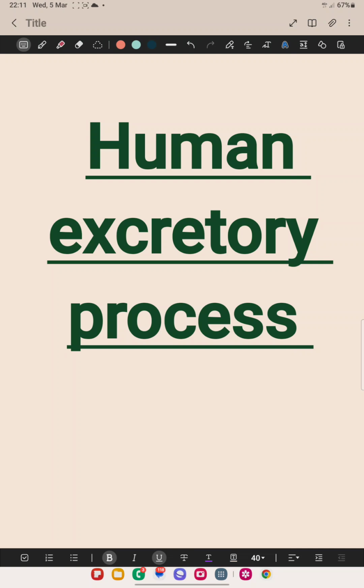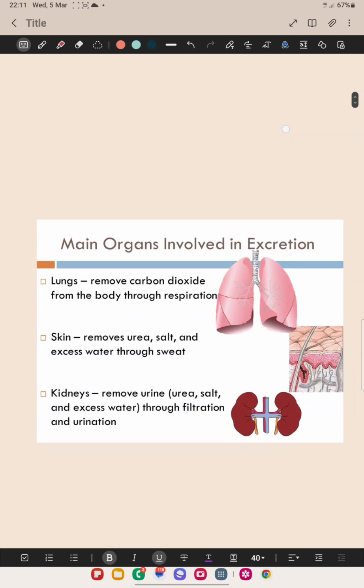Excretion means removal of unwanted excretory products which are made by metabolic activities in the cell. There are three ways of doing excretion. They are exhaled air, sweat and urine.